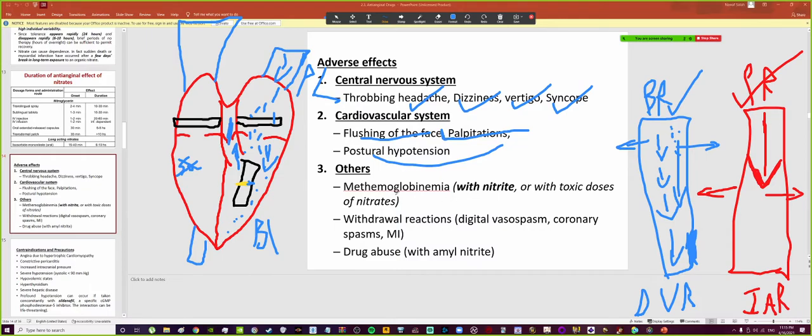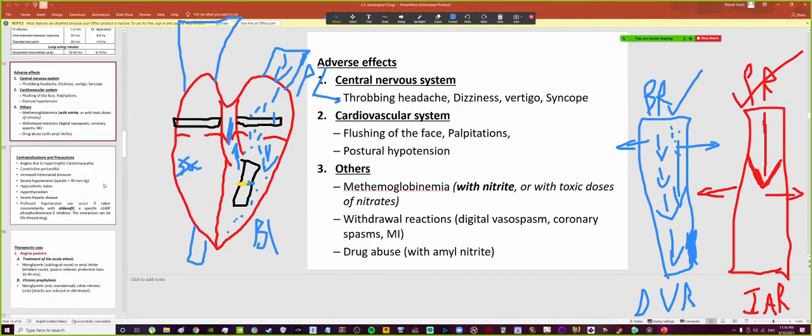Also, other adverse effects, methemoglobinemia, but we can use it for a therapeutic purpose. Withdrawal reaction, okay, that's the dependence part. And the drug abuse was amyl nitrate, okay? All these are to be memorized. As we said before, flushing of the face and all that is due to dilation of pretty much the arteries in the face, okay?